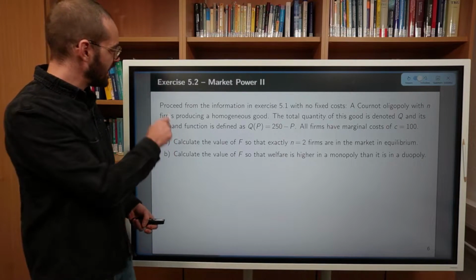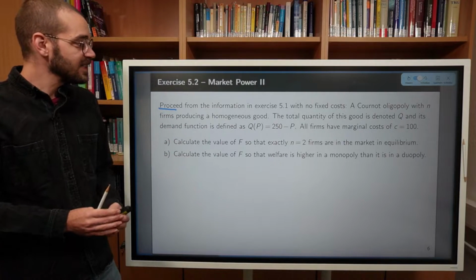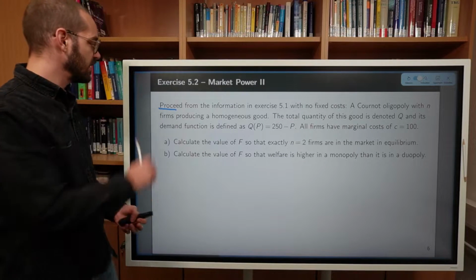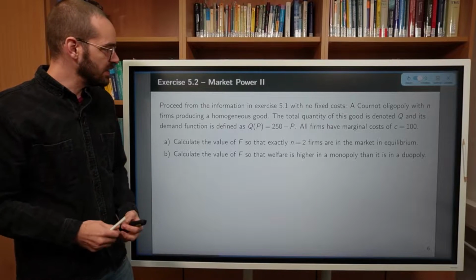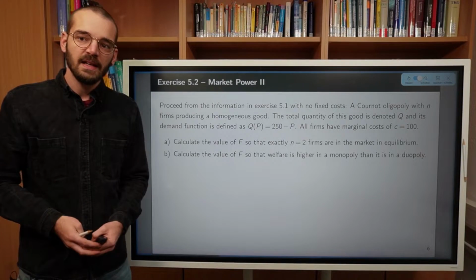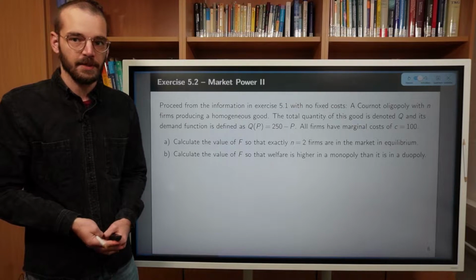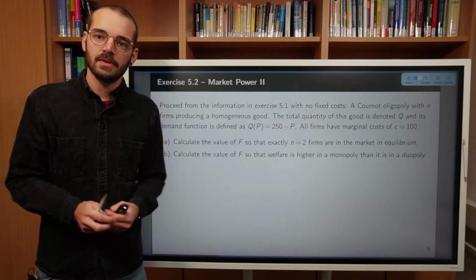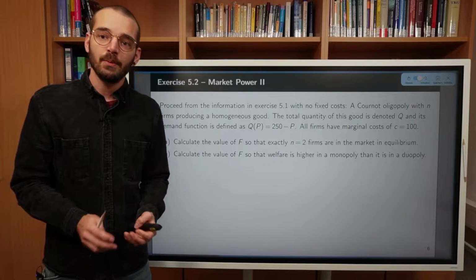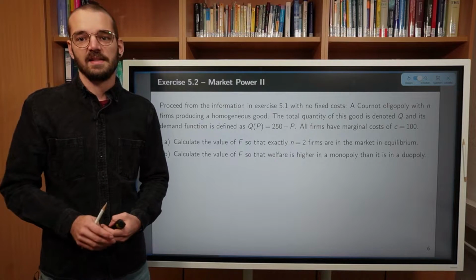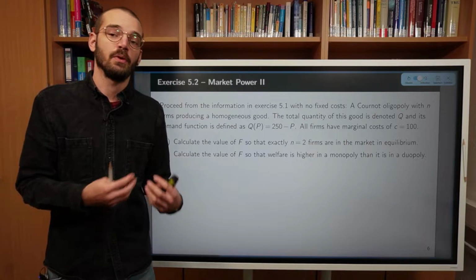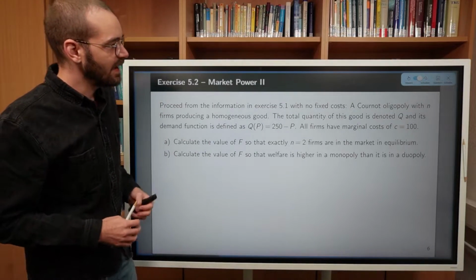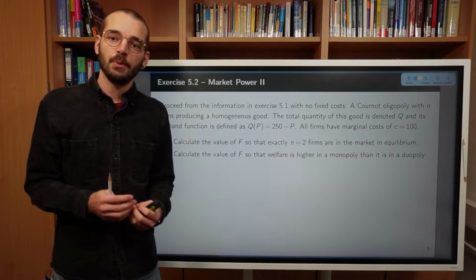This exercise, as it says in the exercise text, is very closely related to the previous exercise, exercise 5.1, right? So we are asked to proceed from the assumptions we made in exercise 5.1. In case you have not yet listened to the solutions or have not yet fully understood the solutions of exercise 5.1, I would strongly recommend going back to that exercise first before watching this video and before trying to solve this exercise.